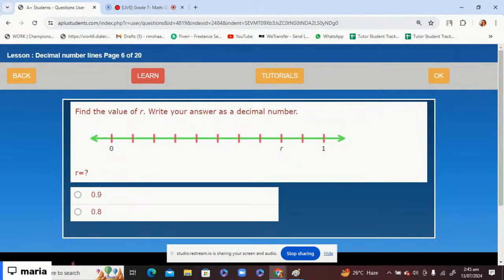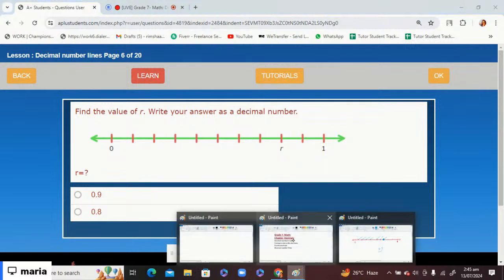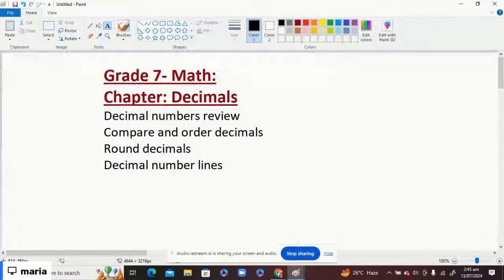Hope you guys understand this lesson as well. For today, we covered grade 7 math. The chapter we covered today is decimals, and the lessons are decimal review, decimal numbers review, compare and order decimals, rank decimals, and decimal number line.